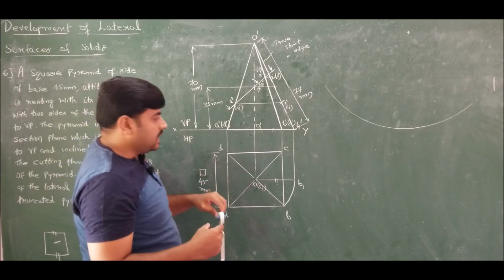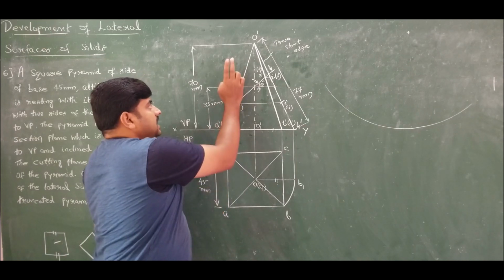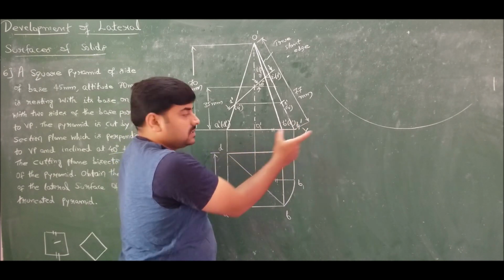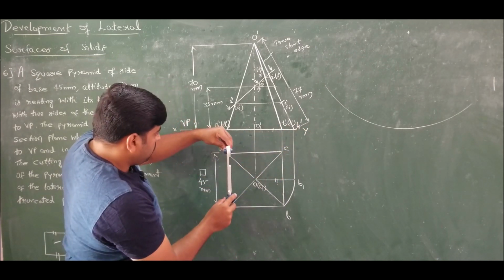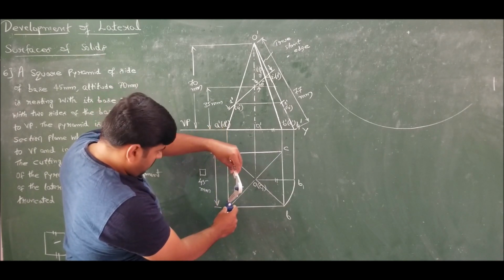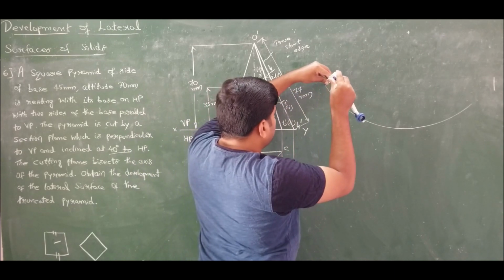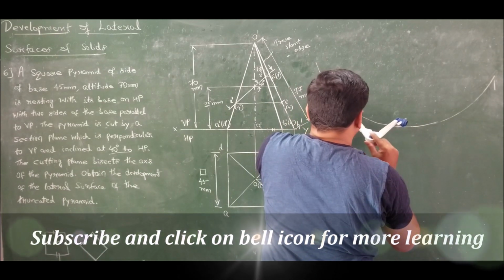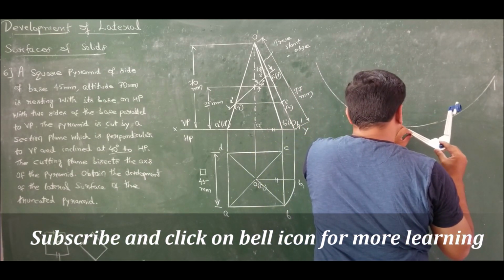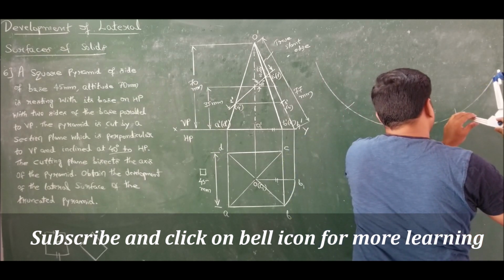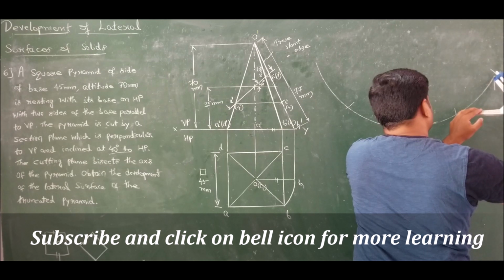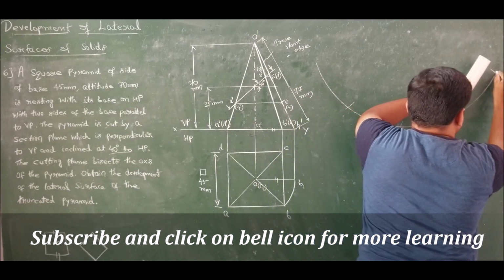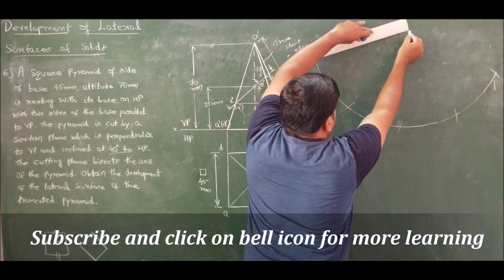So since it is a square, if I cut it from one of these slant edges and unfold all the faces, I'll get 4 triangles of base 45 mm. So therefore, measure 45 mm from here or from scale and cut this at equal intervals. So I'll get 1, then we have 2, then we have 3, and finally we have 4. Done. Now connect these cutting points to the center, to here.